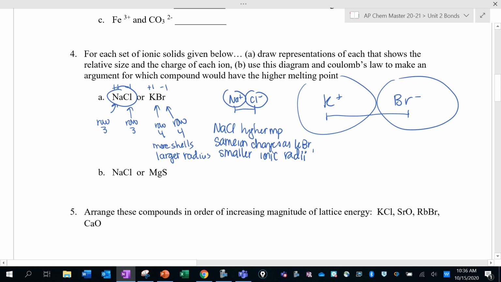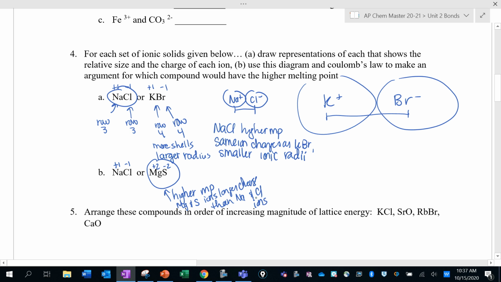Comparing these ones, sodium chloride and magnesium sulfide, sodium and chlorine are +1, -1. Magnesium sulfide, that's +2, -2. So your magnesium sulfide is going to have a higher melting point because the Mg and sulfur ions have a larger charge than the sodium and chloride ions, if you're doing a written description.